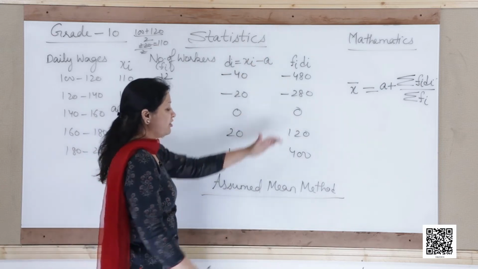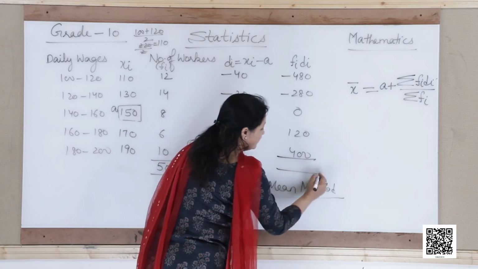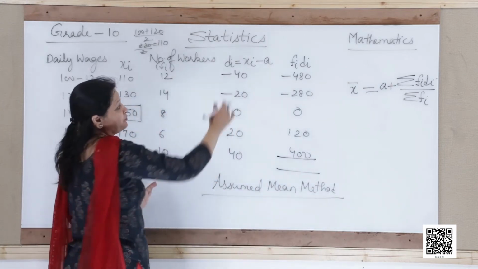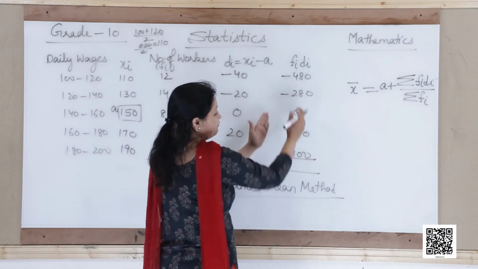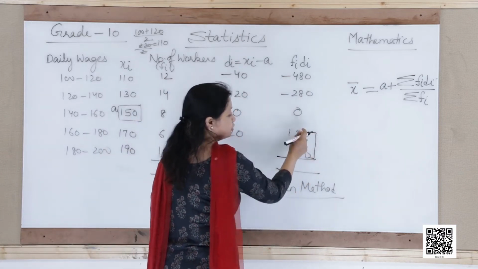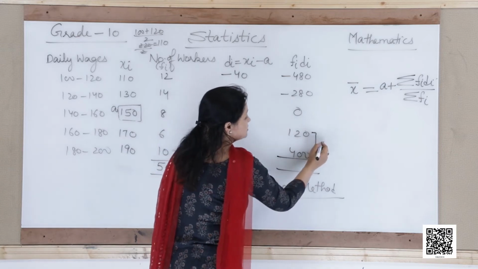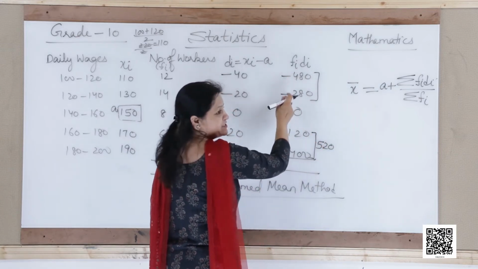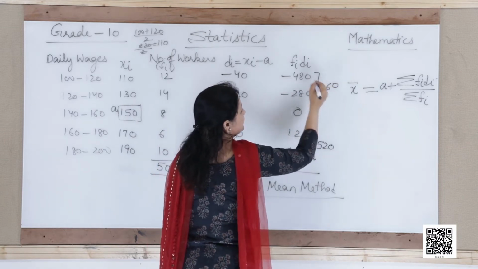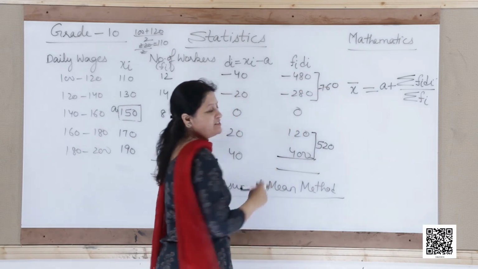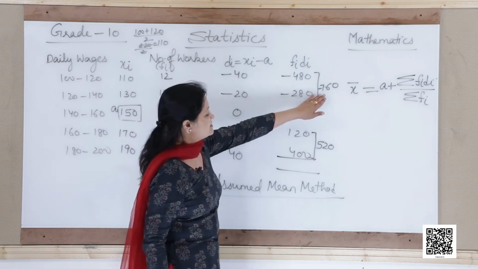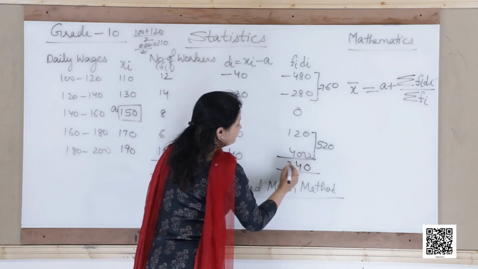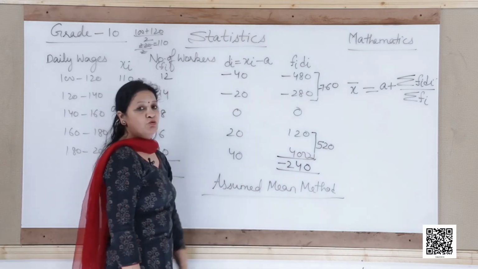Now, find out sigma fi di and find out sigma fi. Sigma fi is given 50. Sigma fi di, we have to add this. You can check that. Both are positive. 400 plus 120 is 520. These both are negative. Minus minus plus 8, 8, 16. It is minus 760. So, minus 760 plus 520. We have got minus 240.